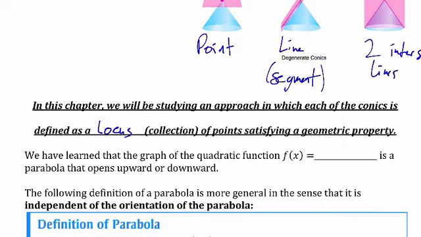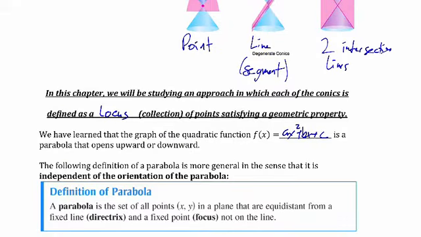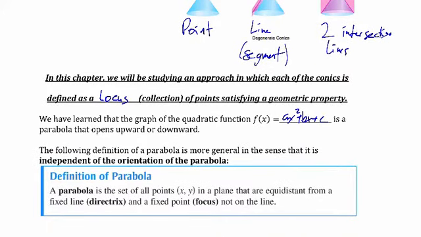So we've learned that the graph of the quadratic function f of x equals ax squared plus bx plus c is a parabola that opens either upward or downward. Now there are also other parabolas that can open to the side. So the following definition of a parabola is more general in the sense that it is independent of orientation. So it could be opening up, down, left, or right.